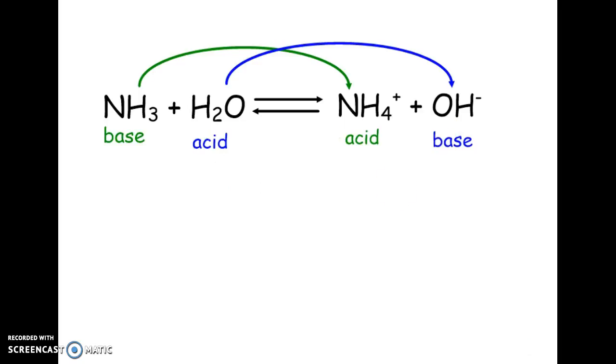Now, one thing that you might notice is here we have water listed as an acid. So what I want you to think about is, is water really an acid? What is it that makes us identify it as an acid here, and is that always going to be the case?